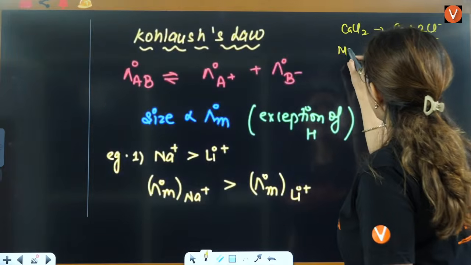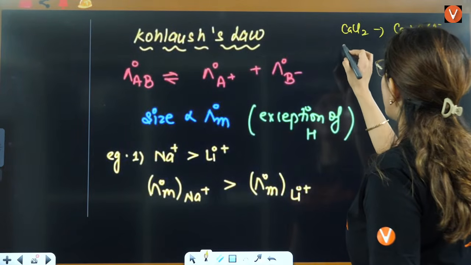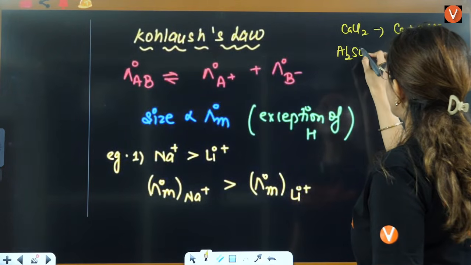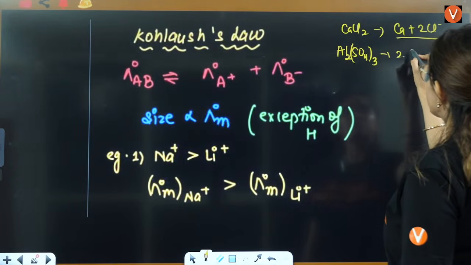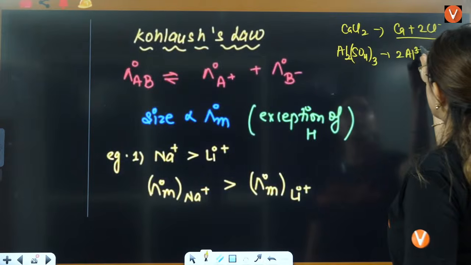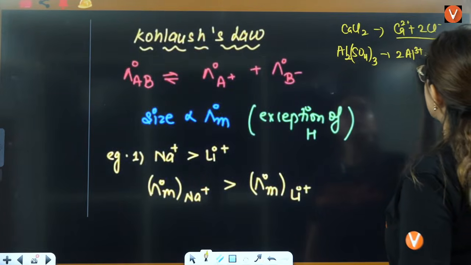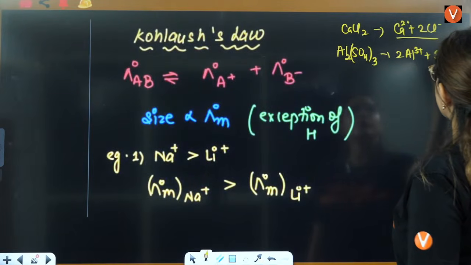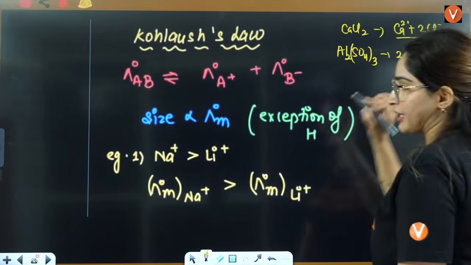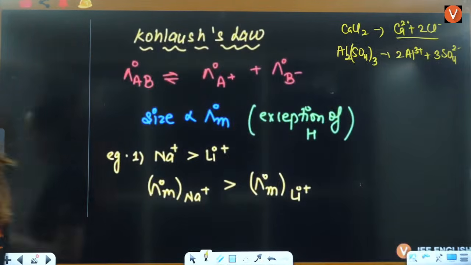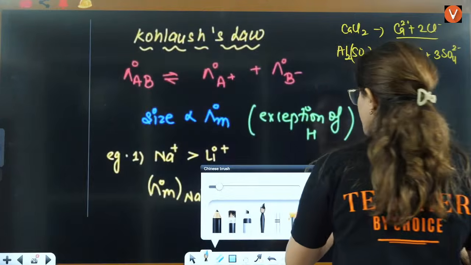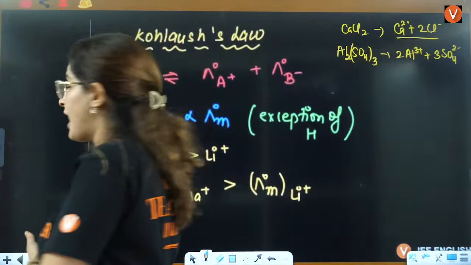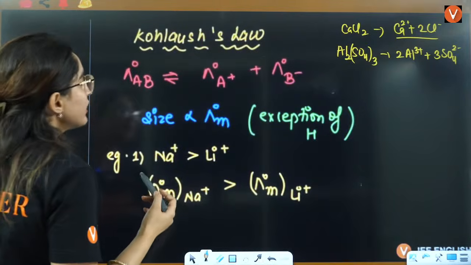If you have MgCl, or you can have Al2(SO4)3, that will be twice the molar conductivity of Al3+, plus thrice the molar conductivity of SO4 2-. That is going to be the answer here, right? Around 3 to 4 questions you can expect easily. You can see I am picking up the latest questions only, right?